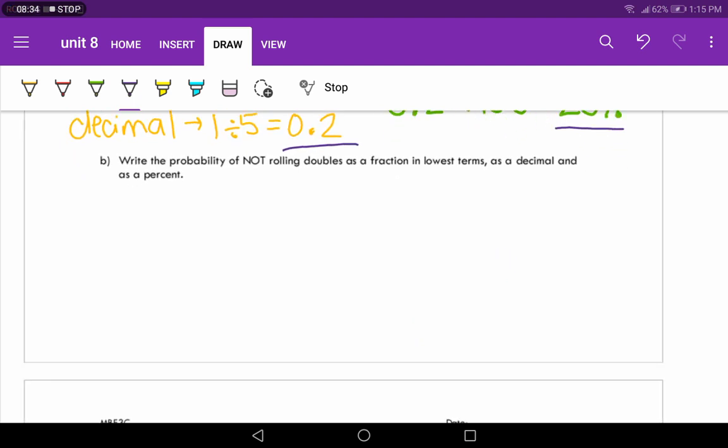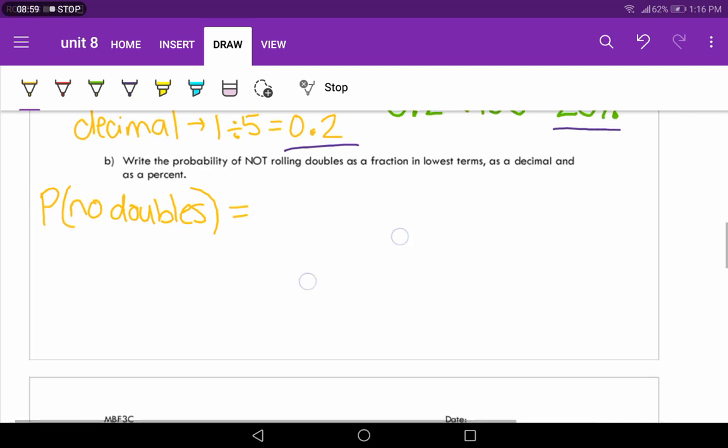The question says write the probability of not rolling doubles as a fraction in lowest terms, as a decimal, and as a percent. So again, we're just going to use that same equation. So this time, it's the probability of no doubles occurring. So we have to think a little bit more than the first one, but it's not too hard, okay?